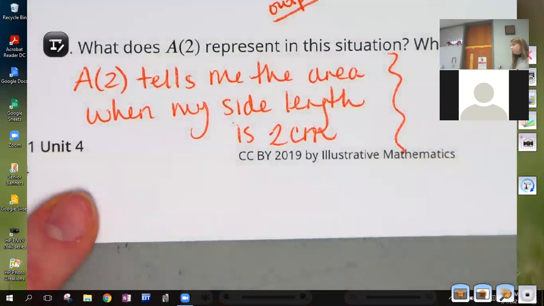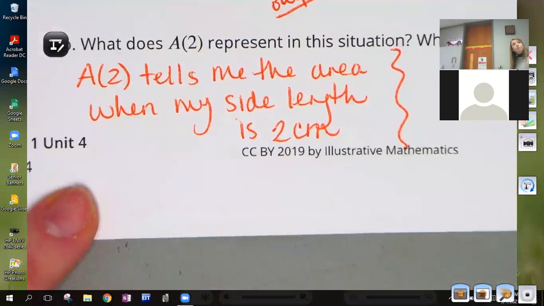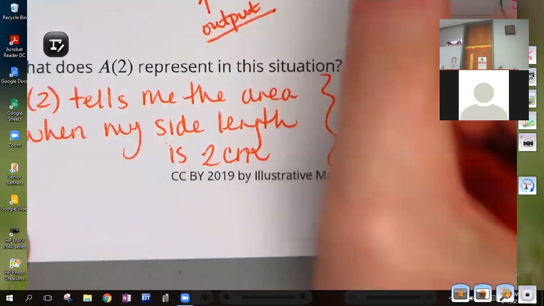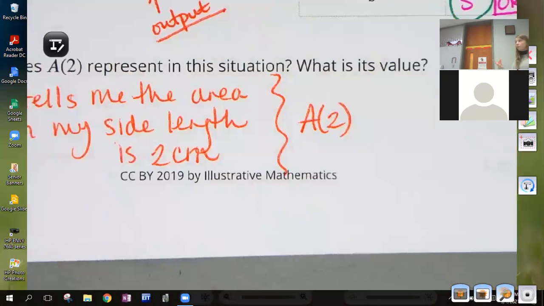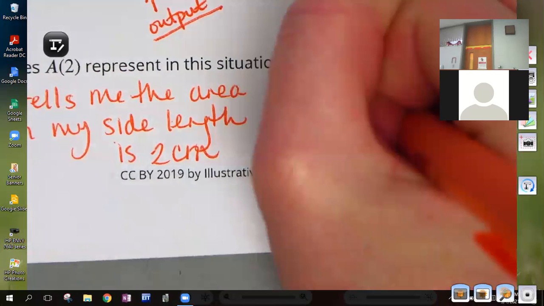Did you write that down? Okay, good enough. All right, and then the second question says, what is the value? Okay, so just like we did it all before, if you have a side length of 2, what is the area of your square? 4.